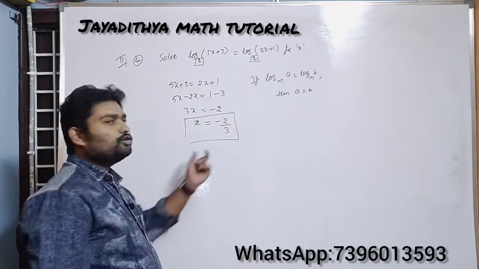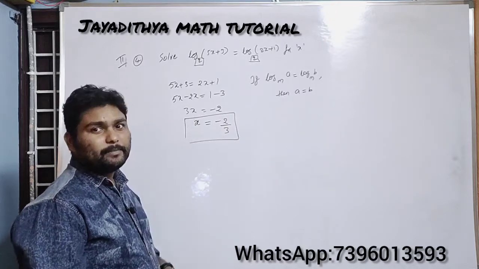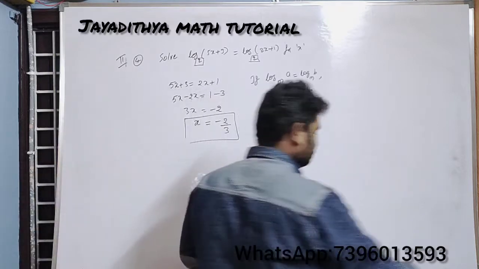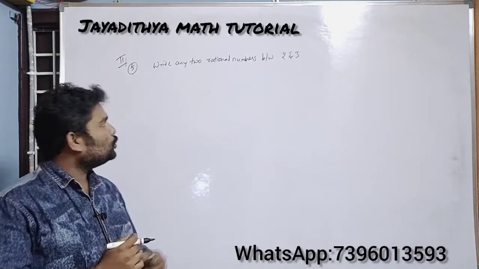So solve means you should just find the value of x. Your answer is completed here. Right, now let us go for the next problem. Write any two rational numbers between 2 and 3.